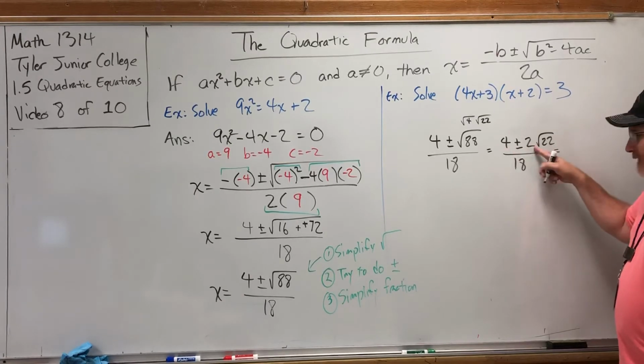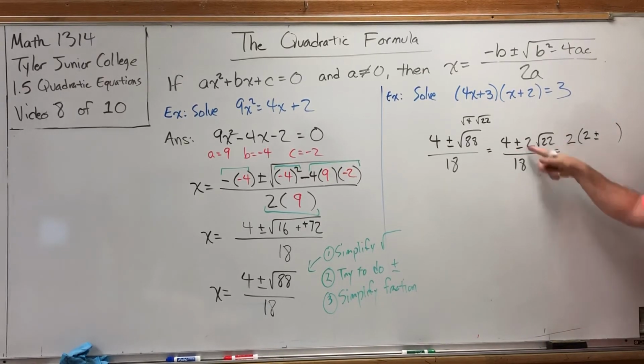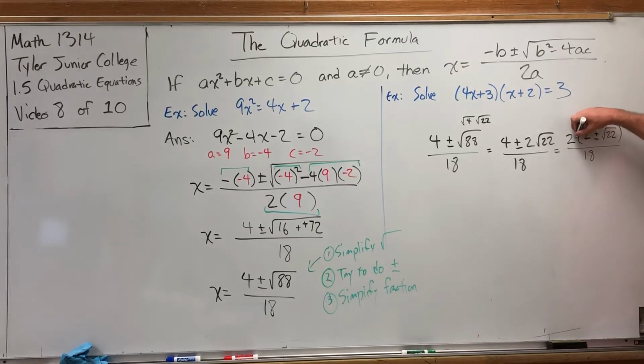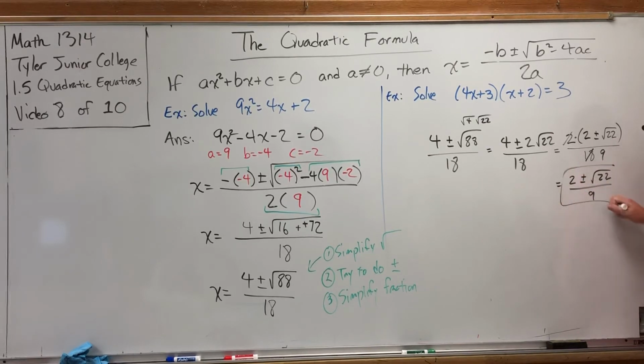Both halves of these can be divided by 2, so I'm going to factor a 2 out of the top. 2 goes into 4 twice, and if I factor the 2 off of the 2 square root of 22, I'm just left with the square root of 22. Now, what's the advantage to doing that? Well, what's the rule for reducing a fraction? You can only reduce parts of multiplication problems. By factoring the 2 out of the top, I've created a factor, a part of a multiplication problem, that can and will reduce with this 18. So that 2 goes into the 18 9 times, and we end up with 2 plus or minus the square root of 22 over 9, and that's as far as it goes.